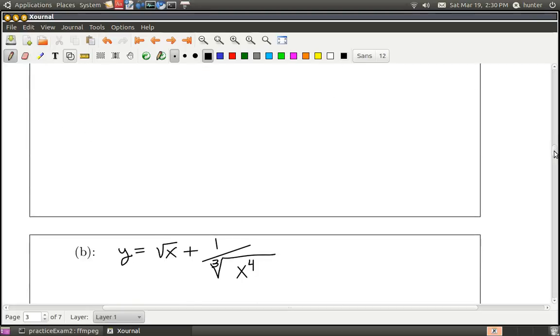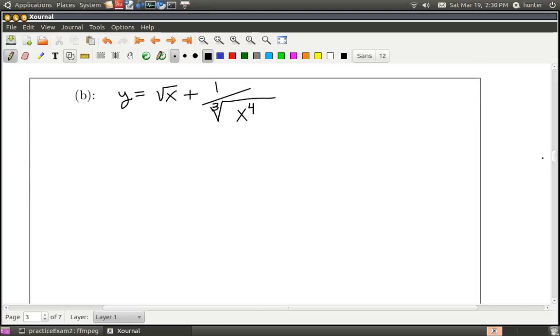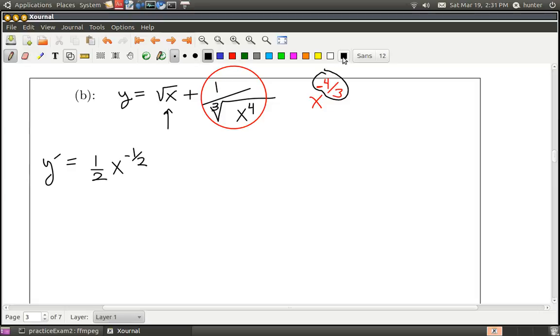Okay, let's go down to the next one. Okay, so I've already copied the problem down here. Right, so what is y prime? So the derivative of this first thing is just 1/2 times x to the minus 1/2. Okay, and so what about this part? So maybe it's easier to think about that thing as being x to the negative 4/3. So see how this is x to the negative 4/3, because that's just using the meaning of these rational exponents. So what this means is the reciprocal of the cube root of x to the 4th.